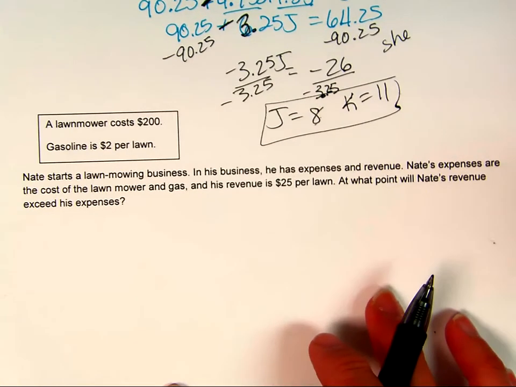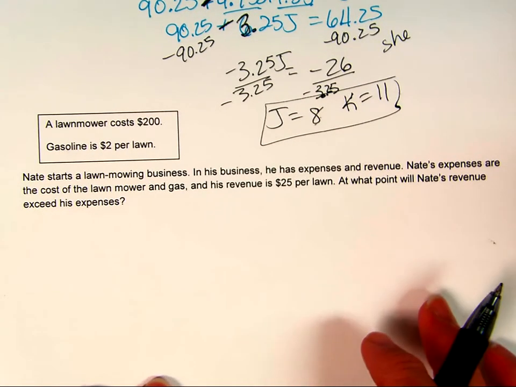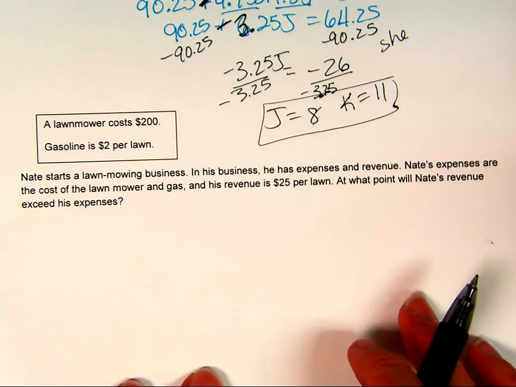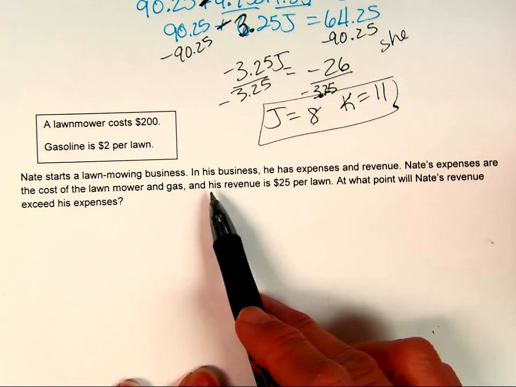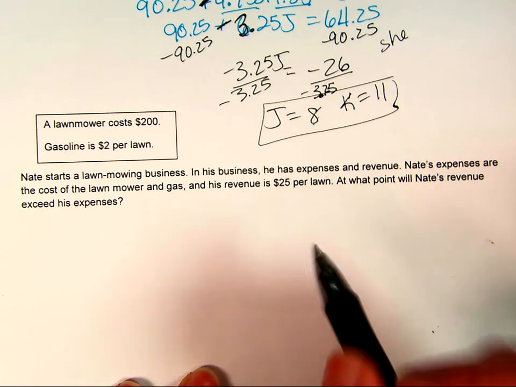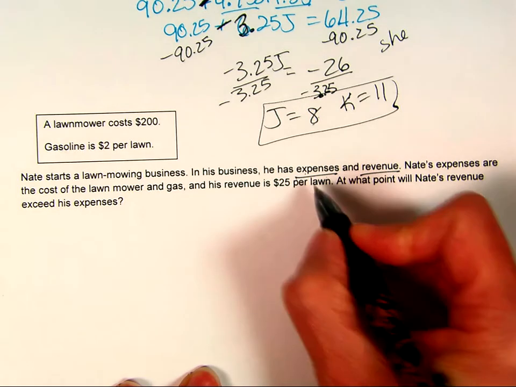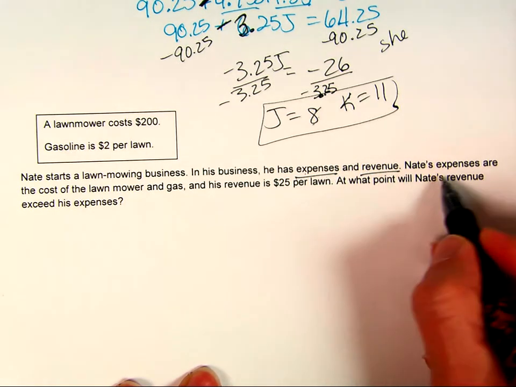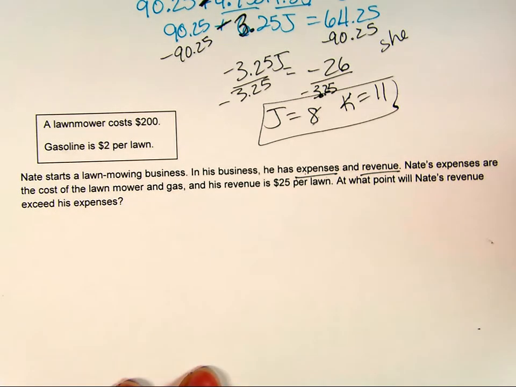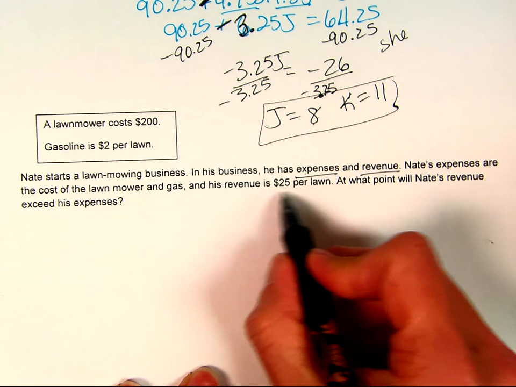Okay, last one. A lawn mower costs $200. The gasoline per lawn is $2. So it says Nate is starting a lawn mowing business, and in his business he has an expense and revenue. We're going to have 2 equations, one for expenses, one for revenue. So that's how much he spends, how much he makes. Nate's expenses are the cost of the lawnmower and the gas, and his revenue is $25 per lawn.